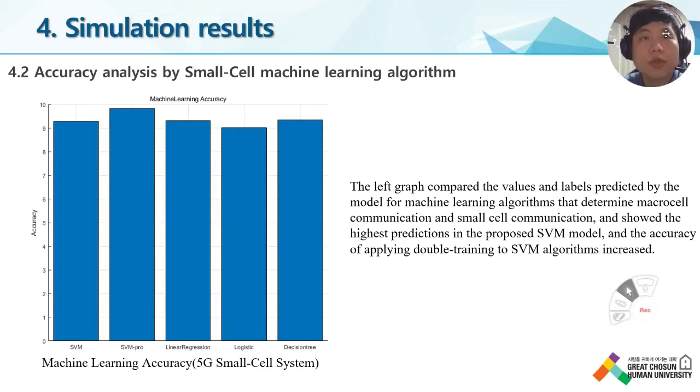The left graph compares the values and labels predicted by the model for the machine learning algorithms that determine macro cell communication and small cell communication. It showed high accuracy in the proposed SVM model, and the accuracy increased when applying double training to the SVM algorithm.